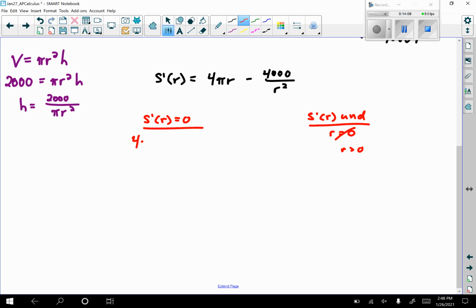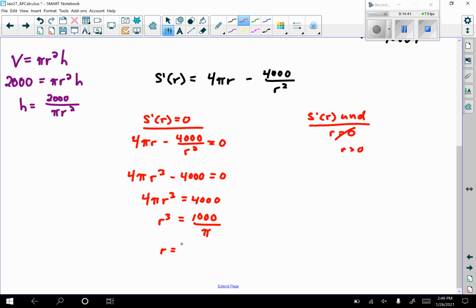So we're going to set this first derivative equal to 0. What I'm actually going to do is multiply everything throughout by r squared. So we're going to get a 4 pi r cubed minus 4,000. We'll set it equal to 4,000 now. Divide by 4 pi. So r cubed is going to equal 1,000 over pi. And r is just going to equal the cube root of each one. So we'll really get a 10 over the cube root of pi. It's not a nice looking answer, but we're going to leave it that way.